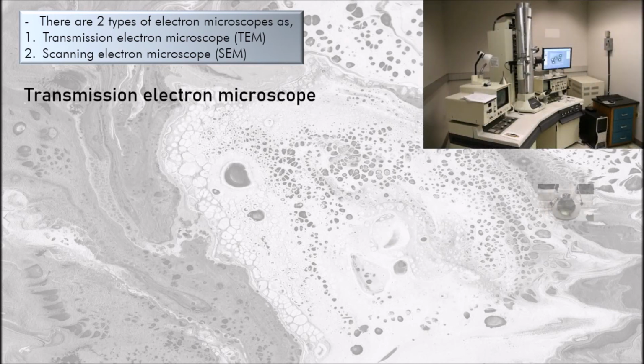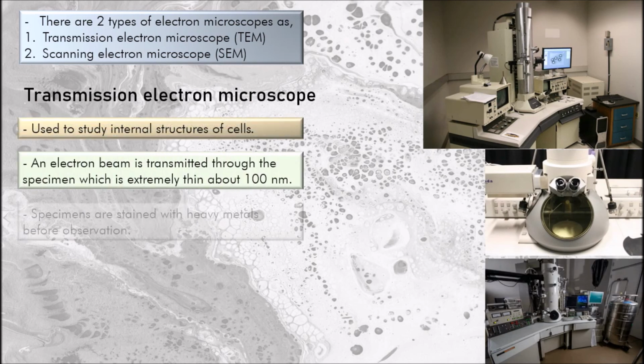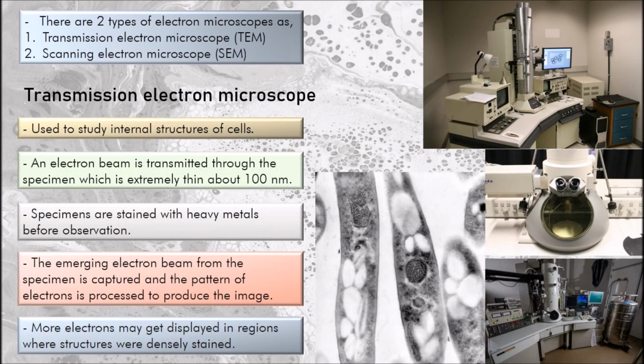Transmission electron microscope. It is used to study the internal structure of cells. Here, the electron beam produced by an electron gun is transmitted through the specimen. Extremely thin sections of the specimen, typically about 100 nanometers, are used. They are stained with heavy metals before observation.